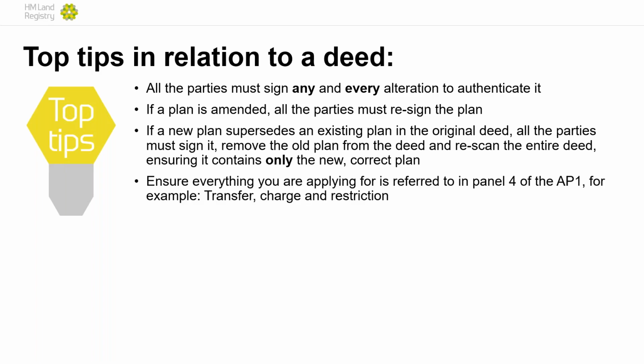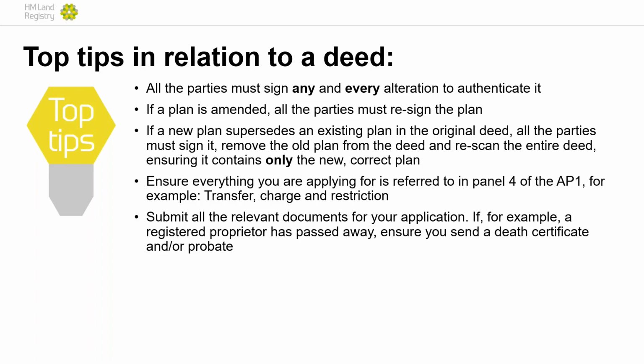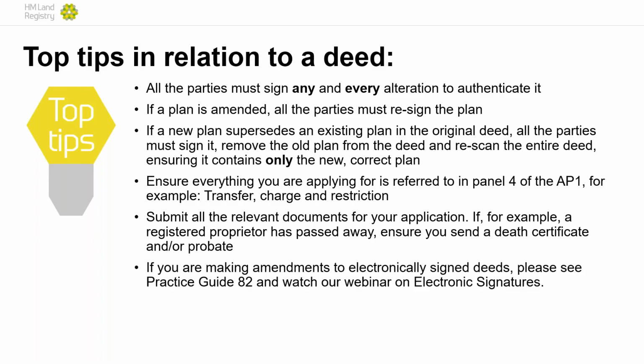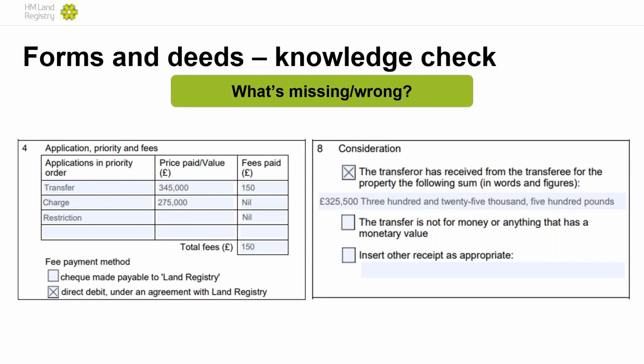Ensure everything you are applying for is referred to in Panel 4 of the Form AP1. For example, transfer, charge, and restriction. Submit all the relevant documents for your application. If, for example, a registered proprietor has passed away, ensure you send evidence of this, such as a death certificate. If you are making amendments to electronically signed deeds, please see Practice Guide 82 and watch our useful webinar on electronic signatures. It's now time for a quick knowledge check.